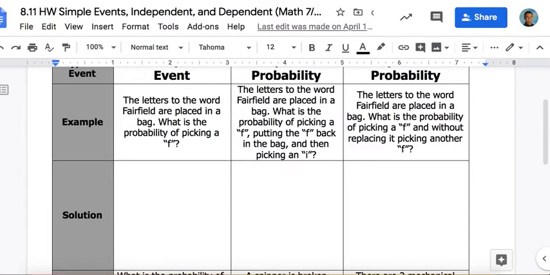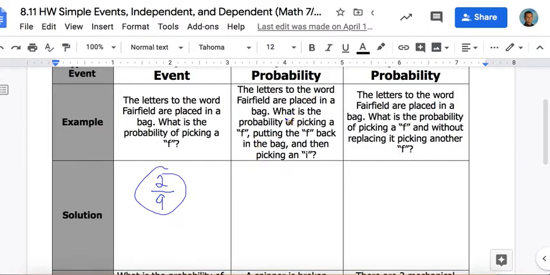So the first question here was a simple event. The letters to the word Fairfield are placed in a bag. What's the probability of picking an F? There are two F's in the word Fairfield out of 9, so it'd be 2 ninths.